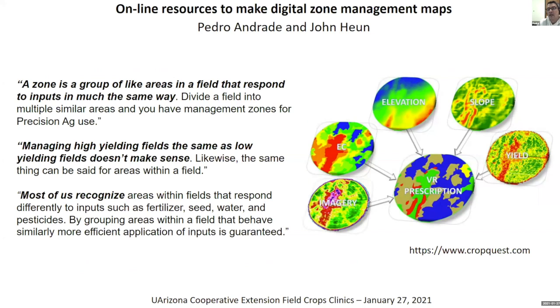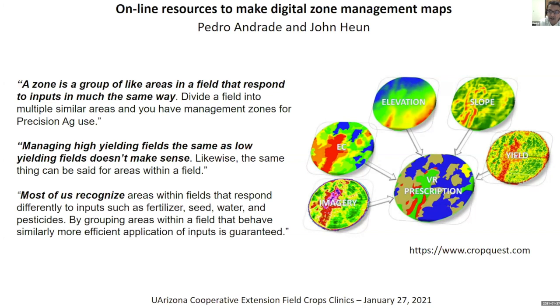Okay, so now I want to go into definitions, but I don't want to do this from an academic perspective. I'd rather use words that are common for growers, and in this case, this is from a crop consultant company, very large in the east. First, a zone is a group of like areas in the field that respond to inputs in much the same way. So that's the homogeneity inside every zone. Managing high yielding fields the same as low yielding fields doesn't make sense. That is the logical component of this.